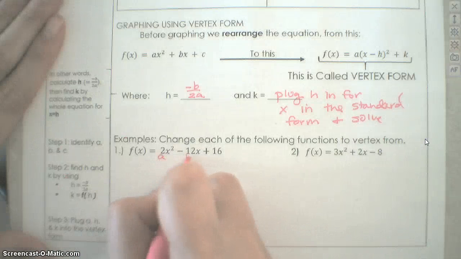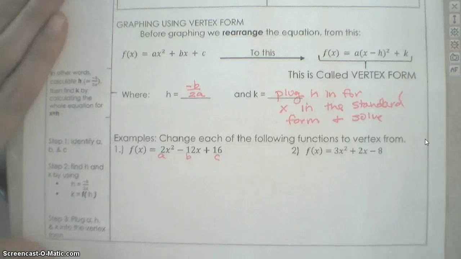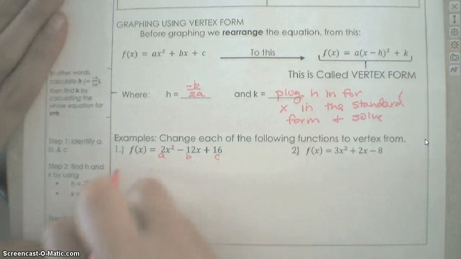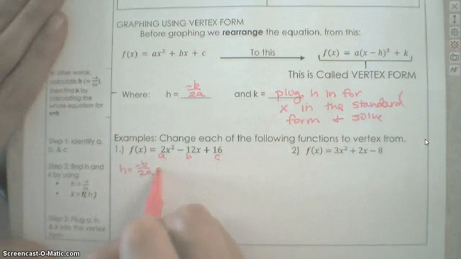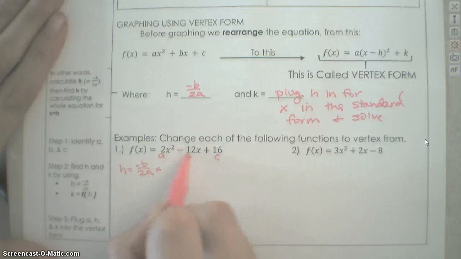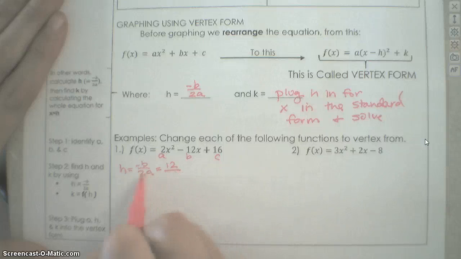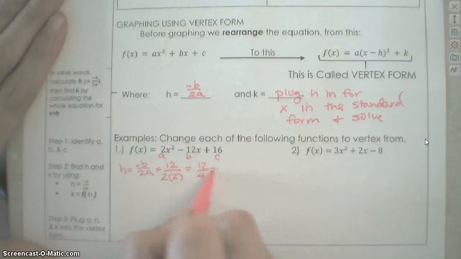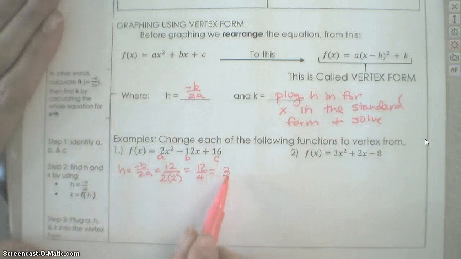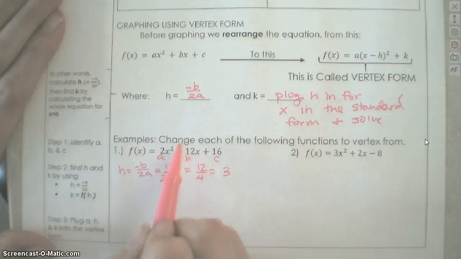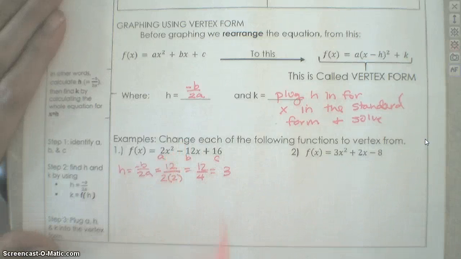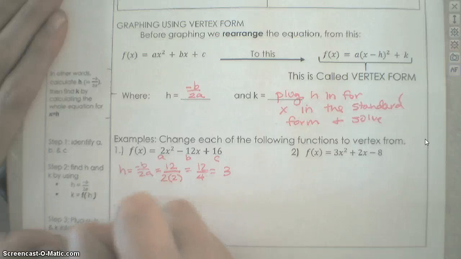So I'm just going to put a little a, little b, little c, because it's in standard form. Next, we're going to find the h, which I do that by using the negative b over 2a. So plugging that in, it would be the opposite of negative 12, so positive 12, over 2 times a, which is 2. So this is 12 divided by 4, or 3. So this is my x value, or my h, and I'm going to plug this 3 back in to the function above. So 2 times 3 squared minus 12 times 3 plus 16.